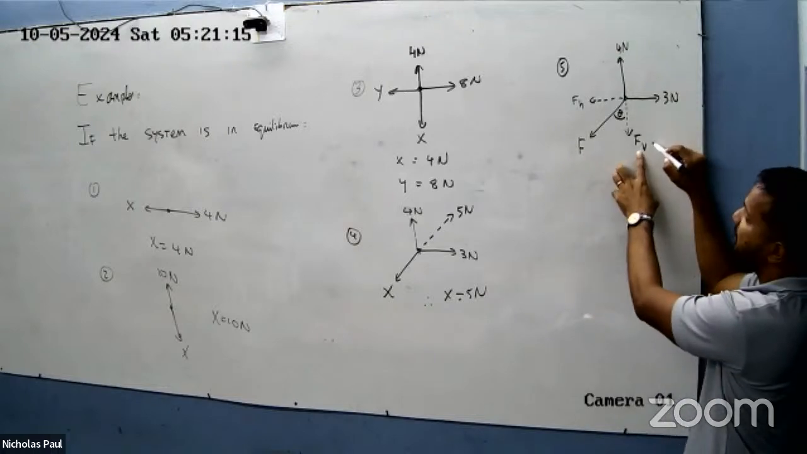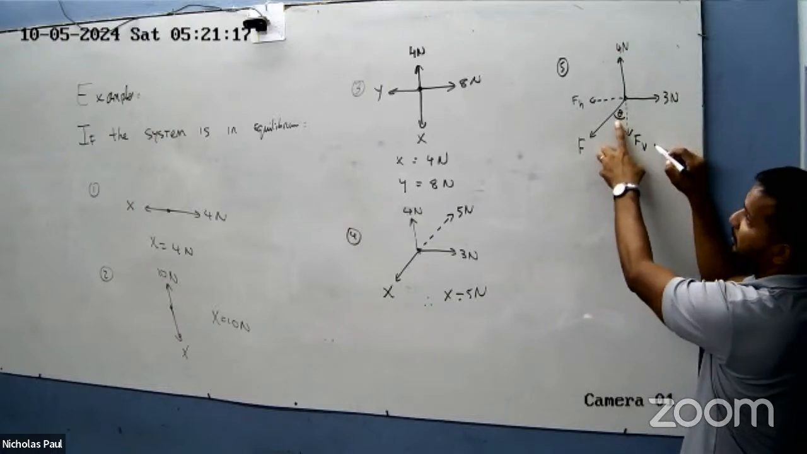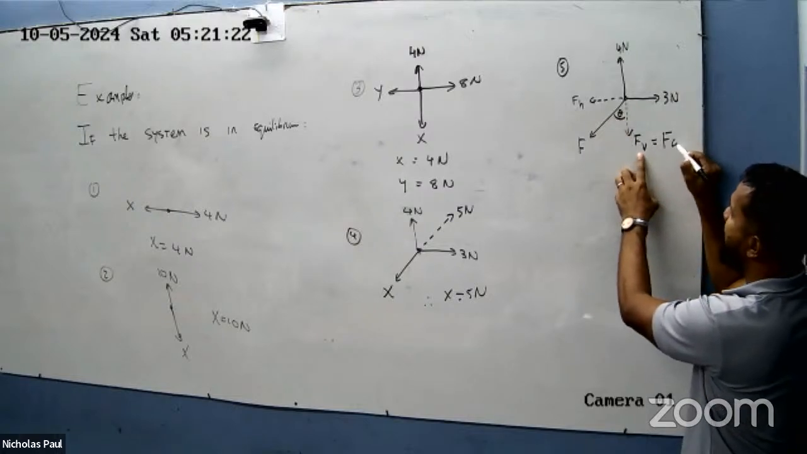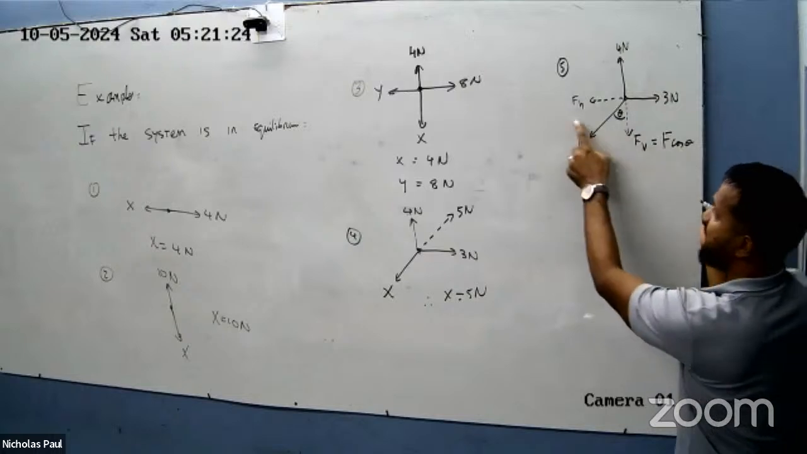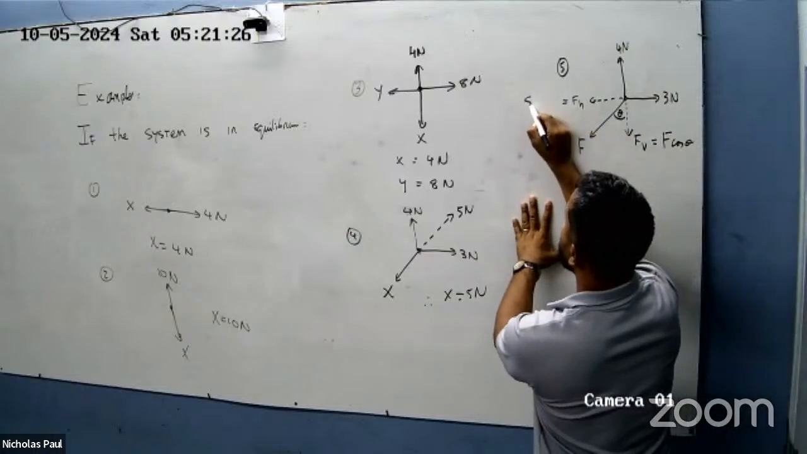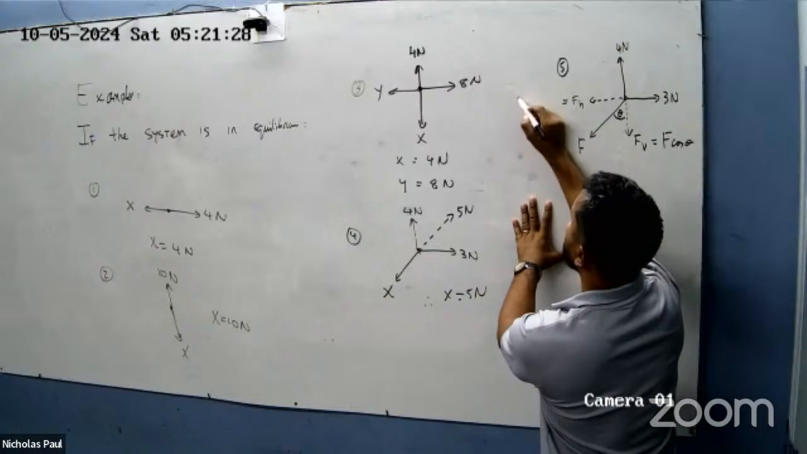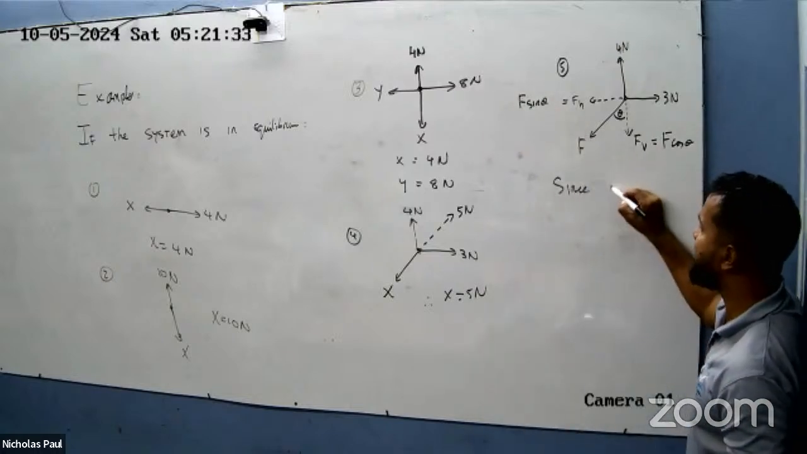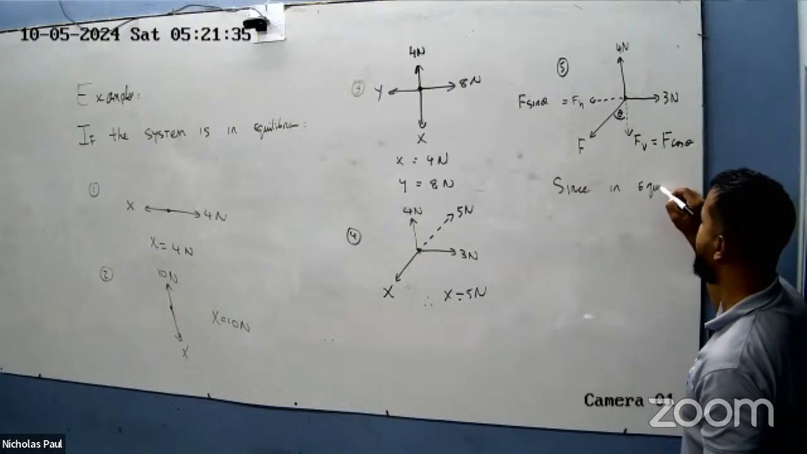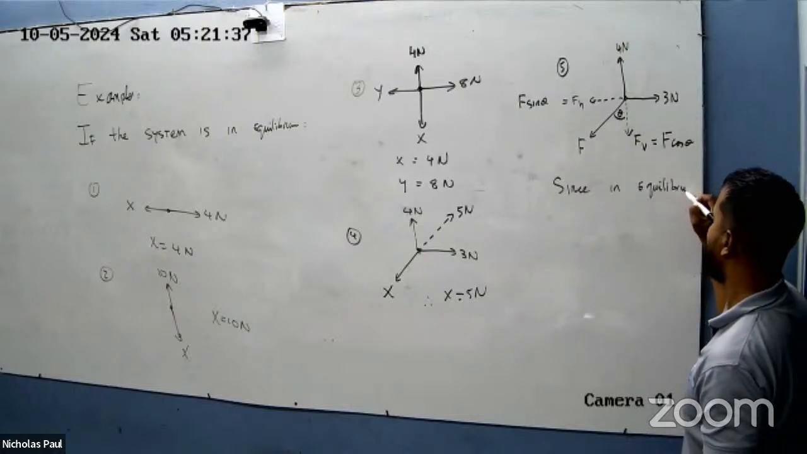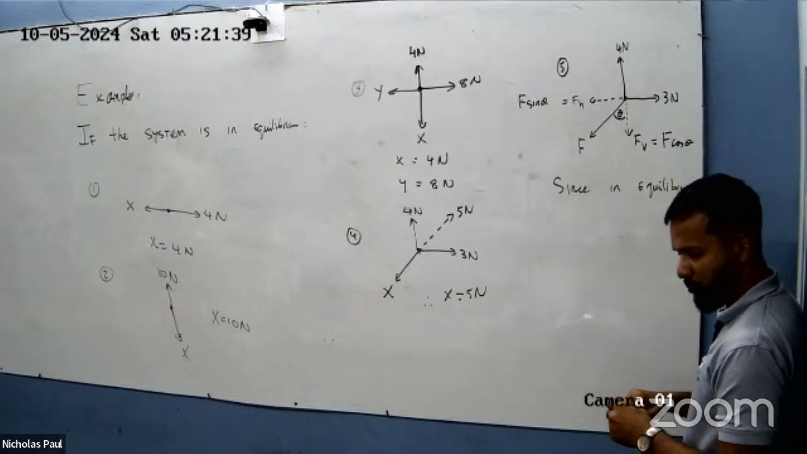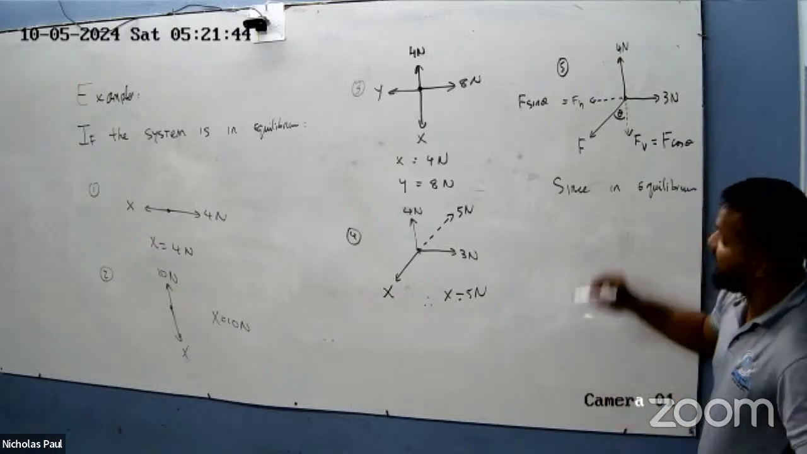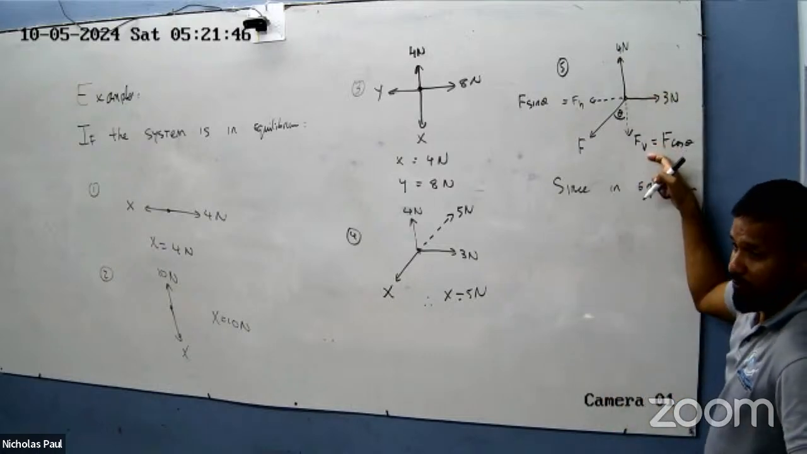What will this be? Cos or sine? The angle is here. Cos. So that will be f cos theta. If one is cos, the next is sine. And we know that since in equilibrium, here is equal to here, correct?